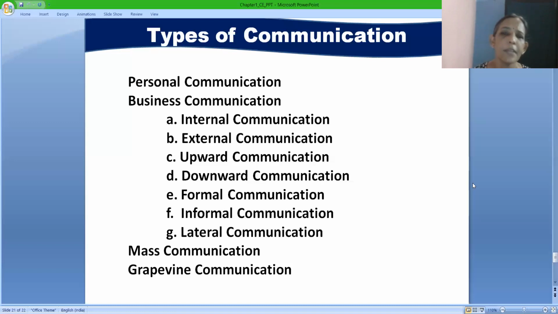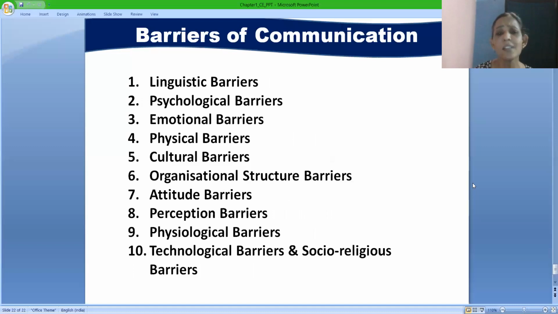So these are the various types of communication which we need to understand as students of BBA or BCA, because we are pursuing professional courses. You may not be using them right now, but probably after a couple of years, you are going to use all these types of communication in your day-to-day life. Then the last topic of this chapter is barriers of communication.